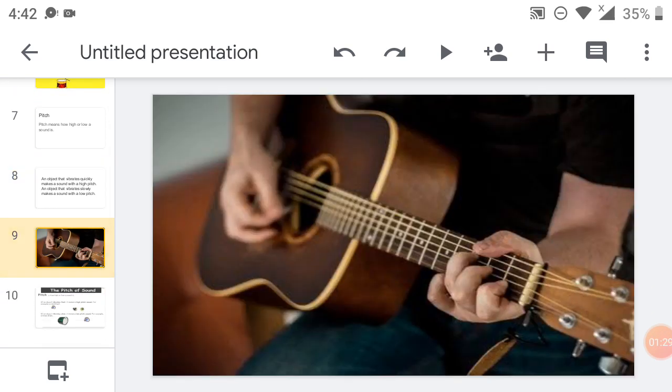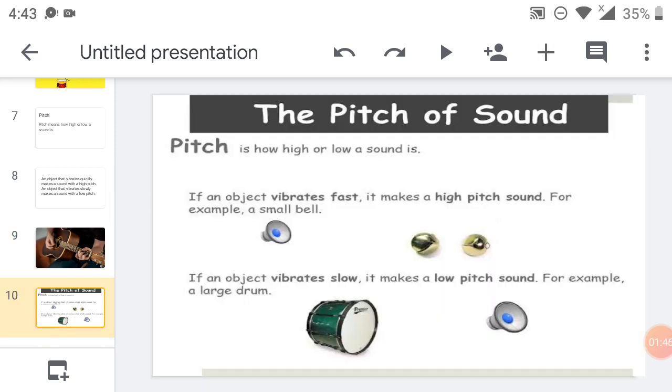Okay? Have a look at this picture. It's a guitar. A guitar makes a sound when you pluck its strings, as a man is doing in the picture. And the pitch is high when the strings vibrate quickly. But the pitch is low when the strings vibrate slowly. Okay? So, what is pitch? Recall once again. Pitch is how high or low a sound is. And if an object vibrates fast, it makes a high pitch sound, for example, a small bell. But if an object vibrates slow, it makes a low pitch sound, for example, a large drum.